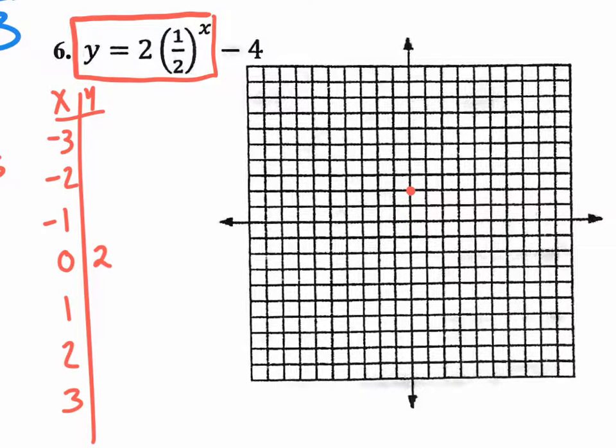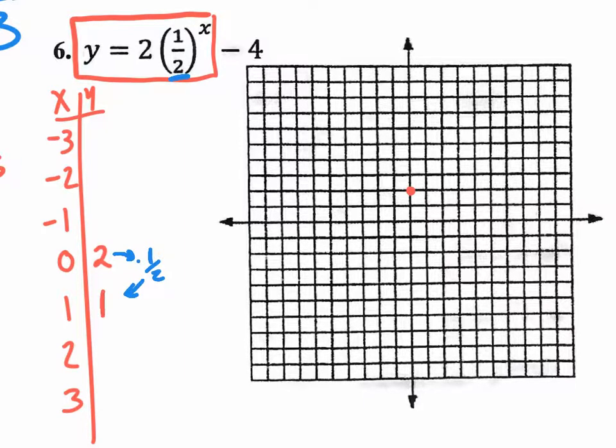Now from that point, you could plug in a 1 and work out the math and get an output. You could plug in a 2, work out the math, get an output. Or the easier thing to do is to use your decay factor. Your decay factor is 1/2. So if you take 2 and you actually multiply it by 1/2, what is half of 2?